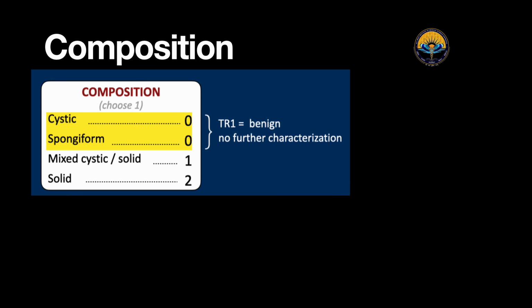Coming to the various components, the first is composition. If it's a cystic or a spongiform lesion, it's benign, and there is no further characterization needed. We need to classify only if it's a solid lesion or a mixed solid cystic lesion. If it's a mixed solid cystic component we give it a score of 1, and if it's a solid lesion we give it a score of 2.